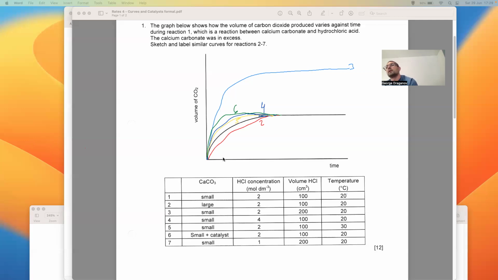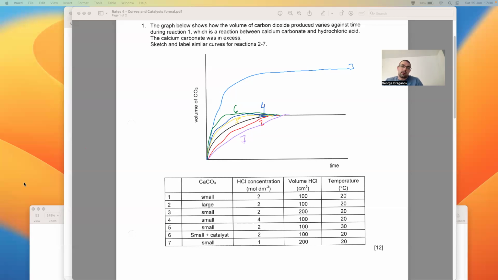So the question is, where do you finish it? Well, I'm going to make it finish at the same point still. That'll be my number 7. Okay, because they do have half the volume, they do have double the volume, but half the concentration. So it just be slower, but finish at the same point.